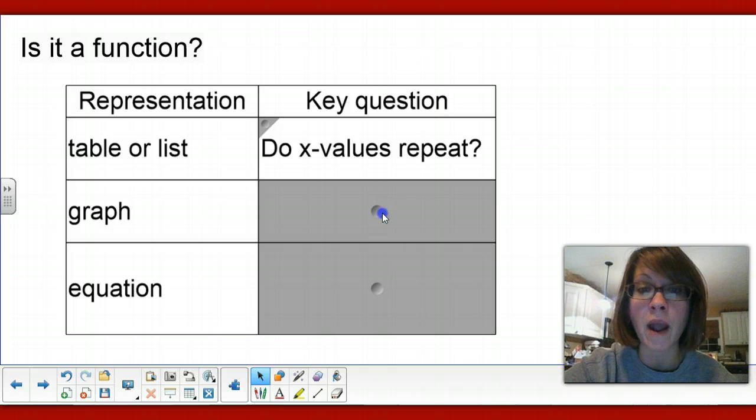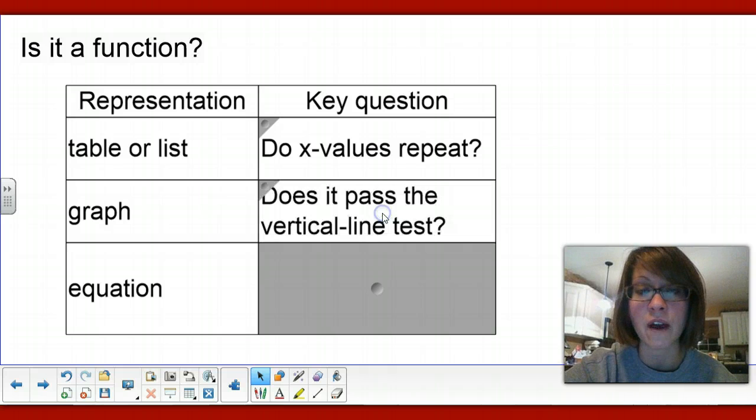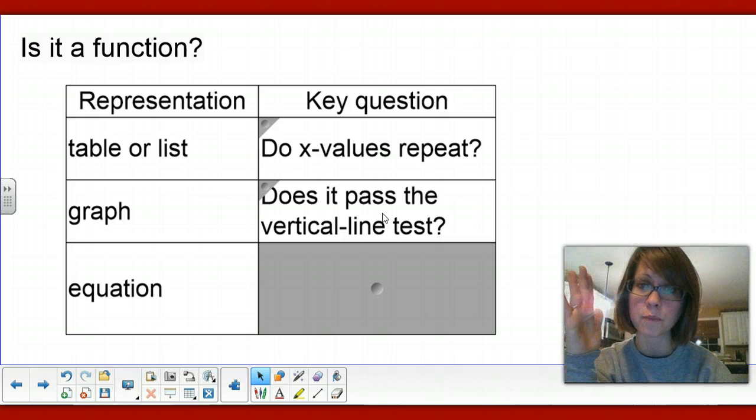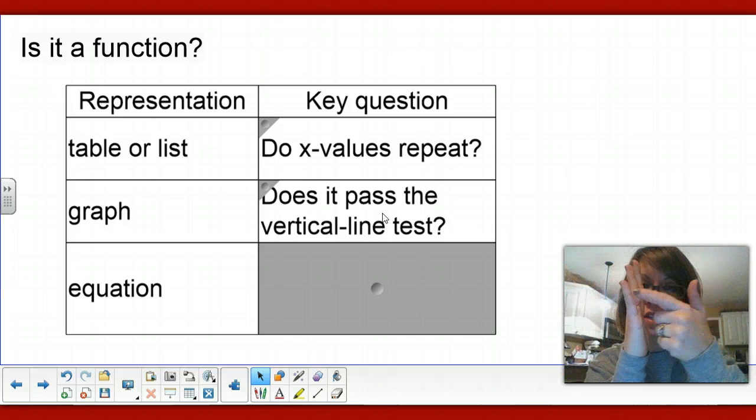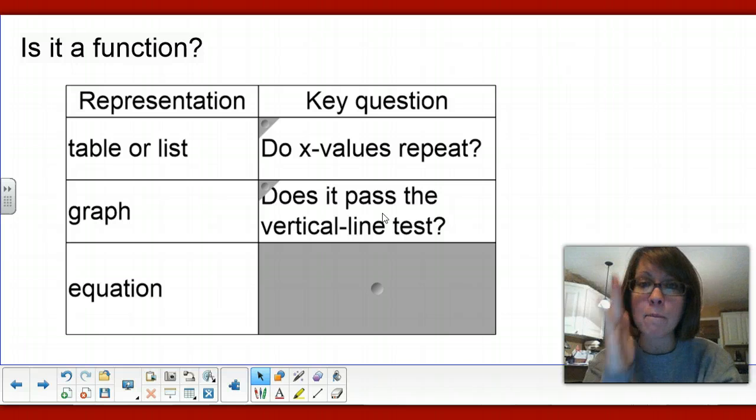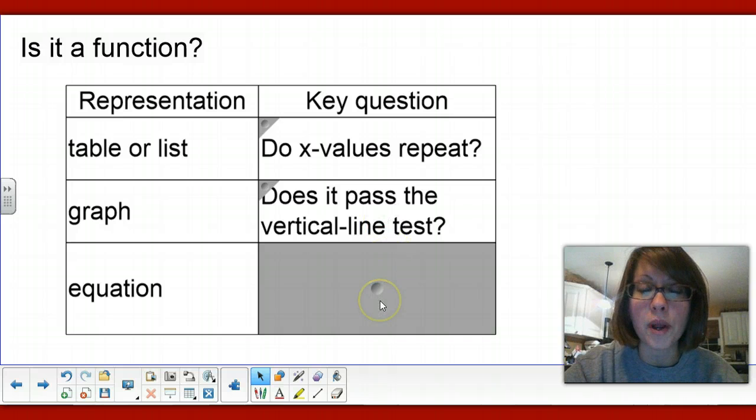How that shows up on a graph: if you have repeating x values, then your graph will fail the vertical line test. So you need to ask yourself, does my graph pass the vertical line test? And remember, that means that you take your pencil or your hand or a straight edge or whatever, and you run it along your graph, and if it touches this vertical line at more than one point at a time, it fails.